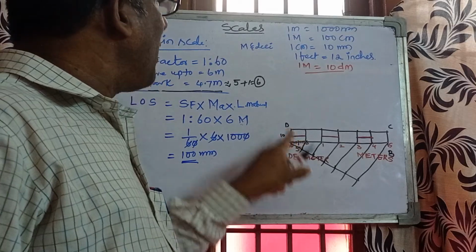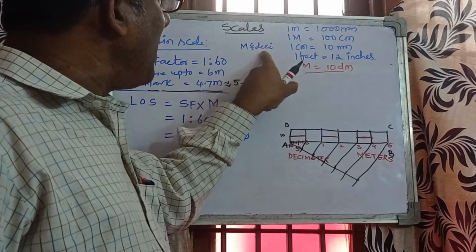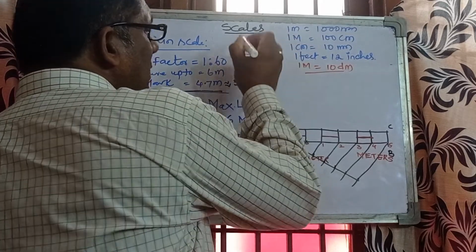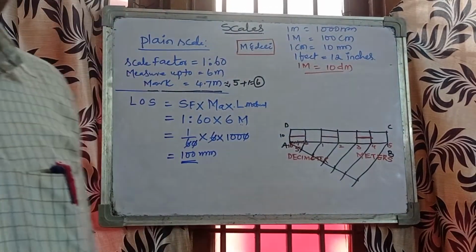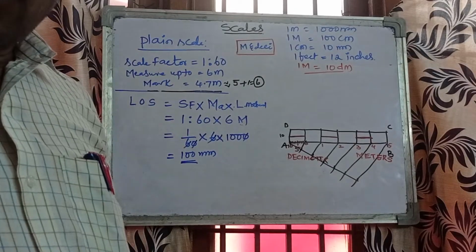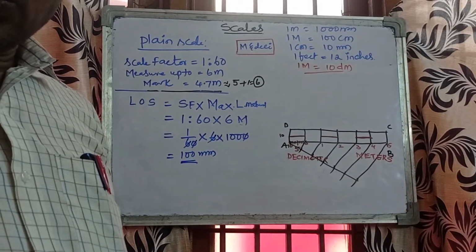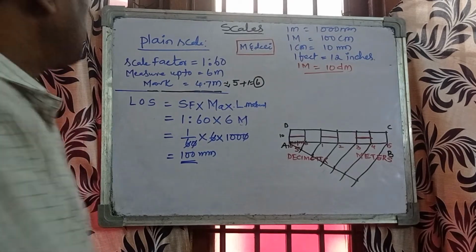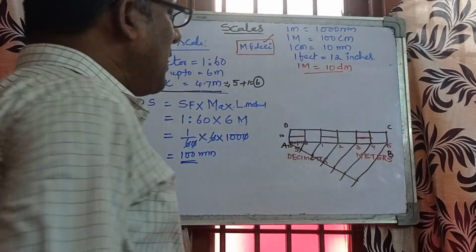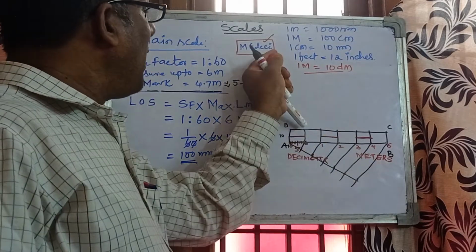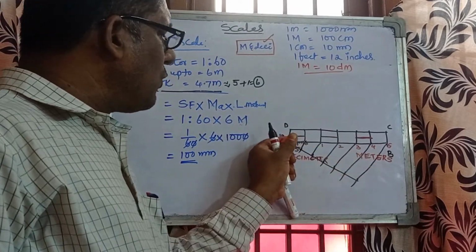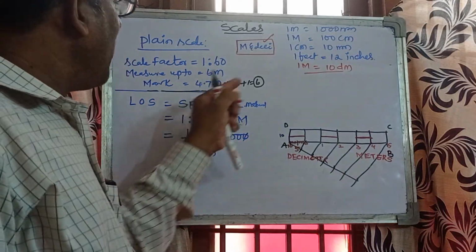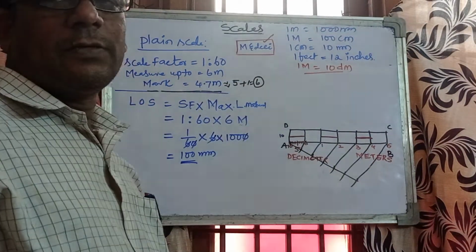So then you go for why? Because he is asking in meters and decimeters. That's why we are going for only meters and decimeters. In the question itself it is there. What did he ask in the question? Construct a scale of 1:60 to show meters and decimeters. See here, meters and decimeters. So he asked it in meters and decimeters. That's why first we went for meters, and 1 meter is equal to 10 decimeters. So we were going for decimeters also. Okay. So 10th part of this meter is decimeters.